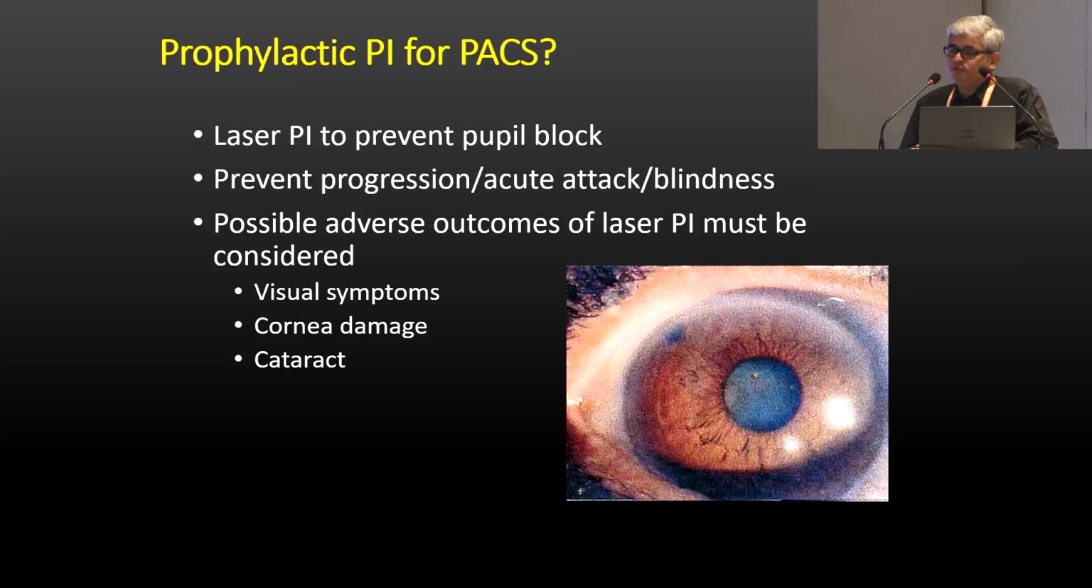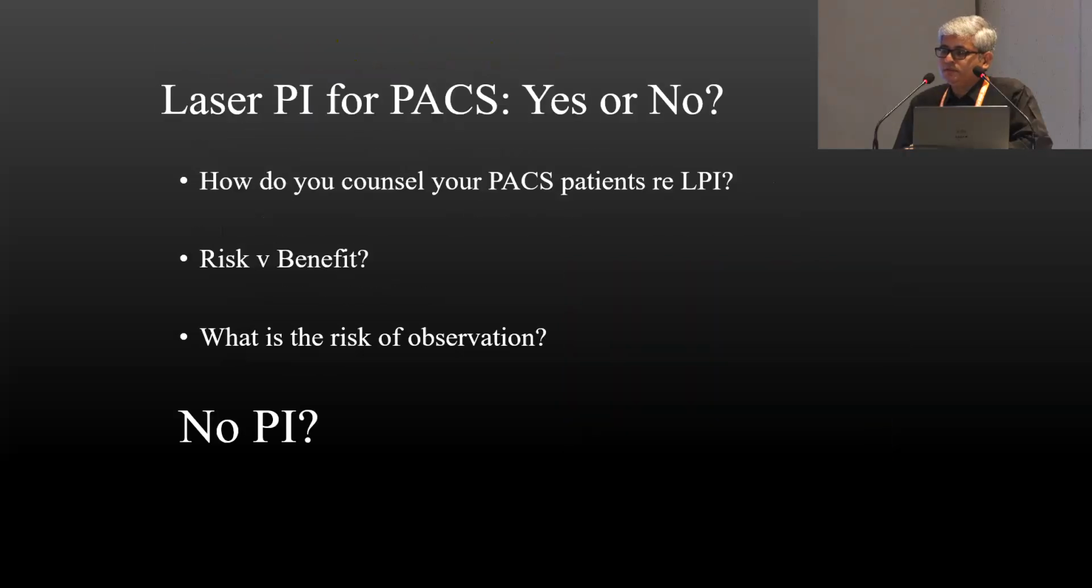The reason to do it is to prevent pupillary block and prevent progression. Possible adverse outcomes of laser PI must be considered, like visual symptoms, corneal damage, and cataract. And that is one of the reasons why the study was conducted. And of course, the massive numbers that are going to come when we are screening, even for opportunistic screening. So how do you counsel this patient, risk versus benefit? What is the risk of observation?